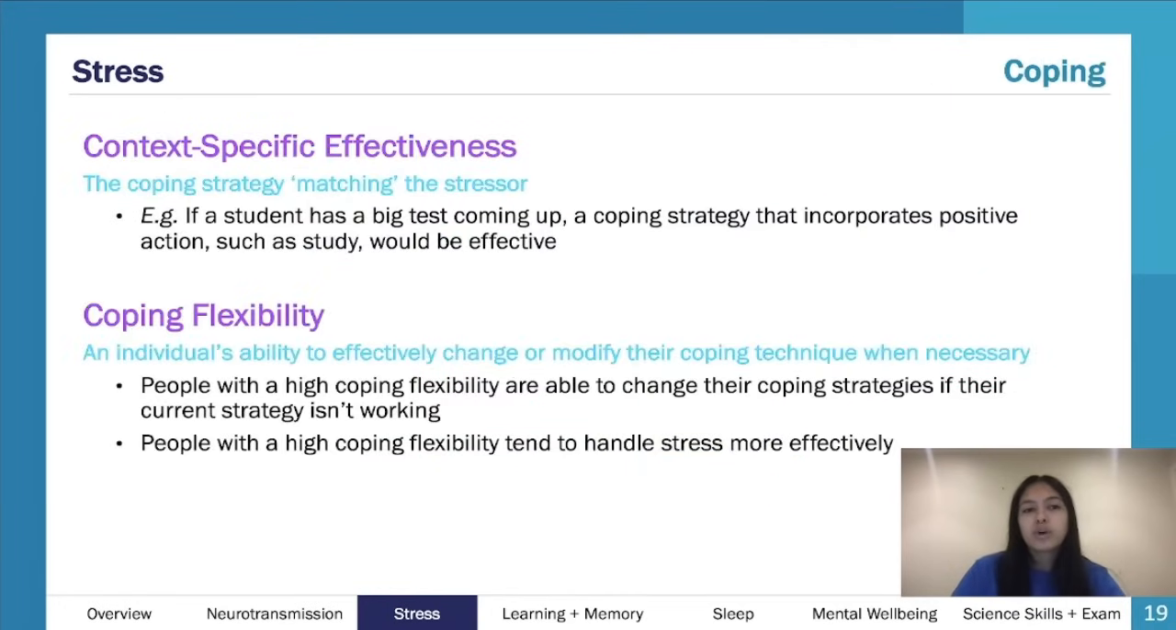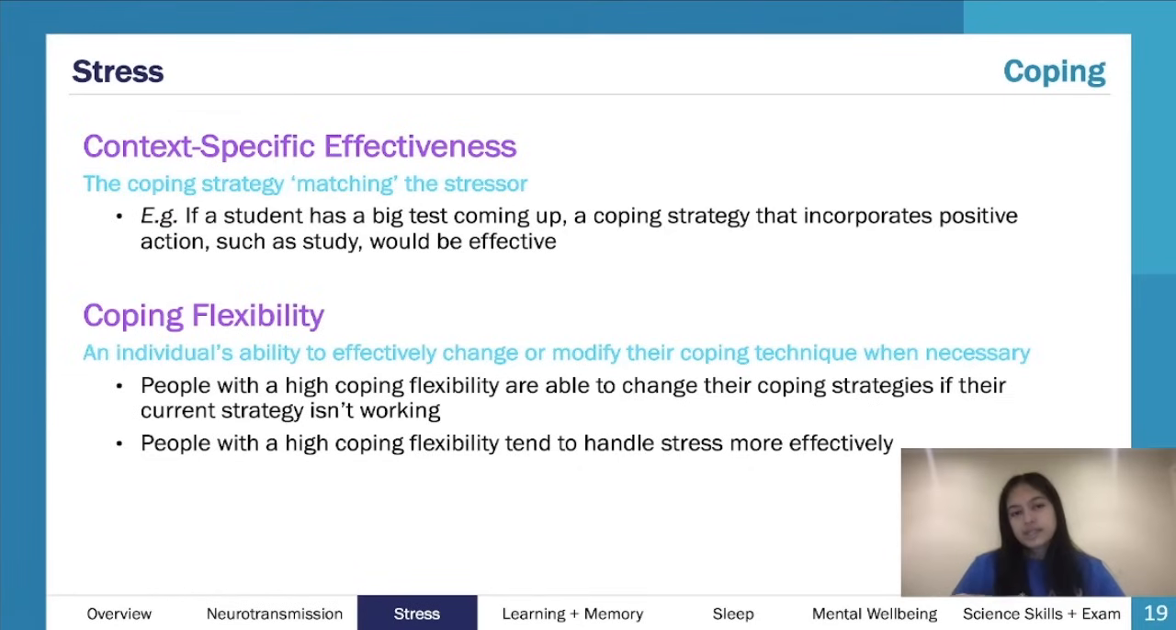Okay, on top of that, you've got your two terms, your context-specific effectiveness. Again, you already know what I'm going to say, it's in the name. Does my coping strategy match this situation? Is it specific for this context and therefore it's effective? So kind of what we were discussing before, if I've got a test, studying for this test is pretty effective. Whereas if my stressor is my best friend at school and I are having a fight, studying isn't going to be that helpful. But it's this idea of having a coping strategy that matches what the situation at hand is.